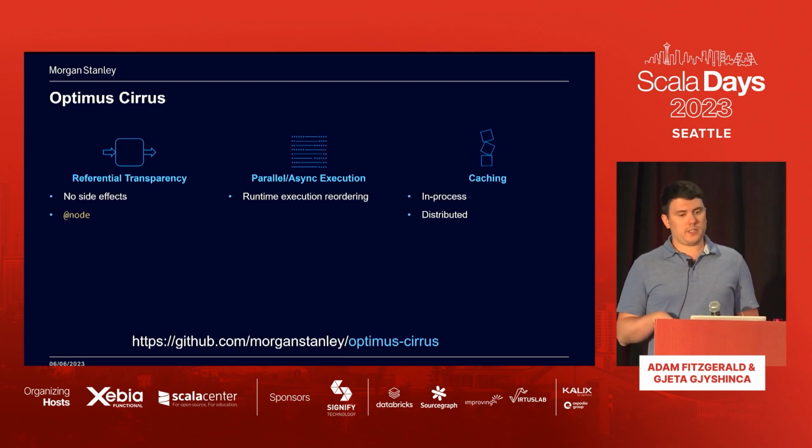We are open sourcing OBT and the Optimus platform. Some of the code is pushed already, including the demo code that Gjeta wrote. It's under the Morgan Stanley organization in GitHub, under the Optimus Cirrus project.